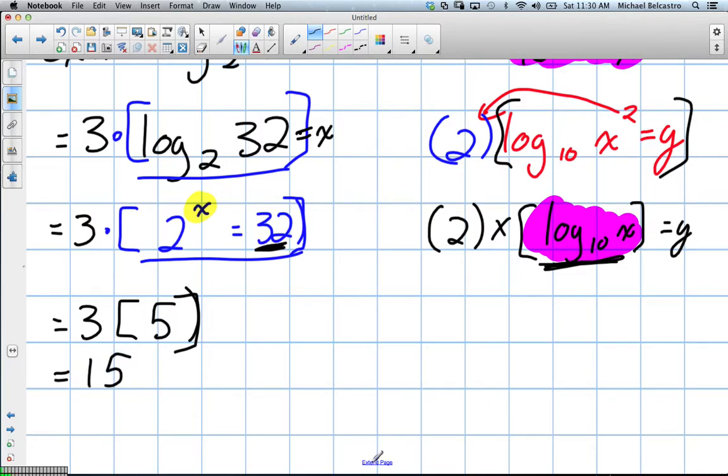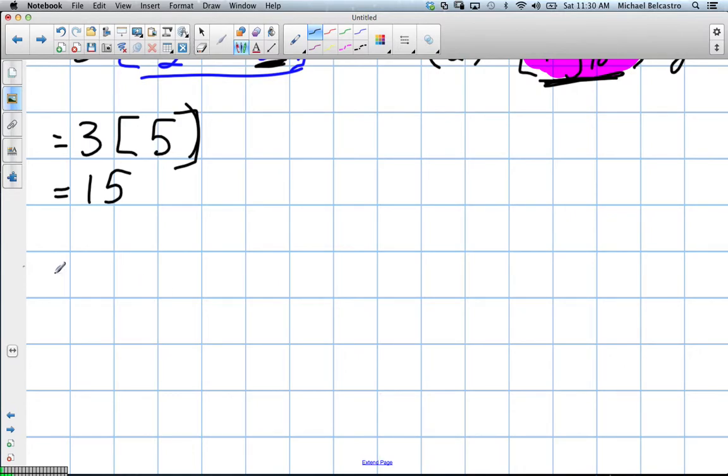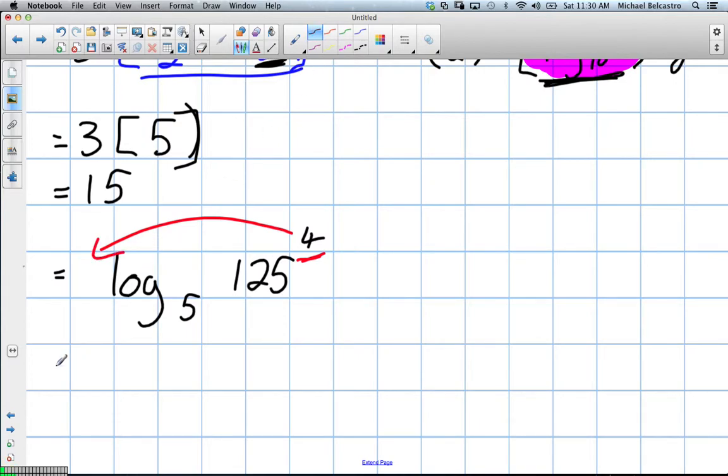Very simple idea. Let's try another one. Maybe we can make one up. Log base 5 of 125 to the power of 4. Okay? I think this should work. So, same idea. We want to bring our power of 4 to the front of our equation. So this equation is equal to 4 multiplied by our log base 5.